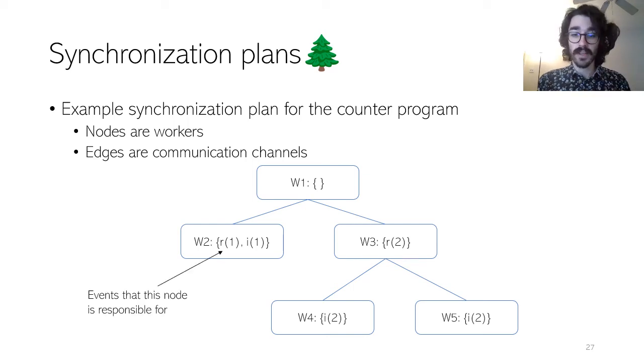As you can see, each worker is associated with a set of events that this node is responsible for, or a partition of the events that this node is responsible for. And as you can see, two nodes can have non-disjoint partitions that they're responsible for, as long as they're independent.